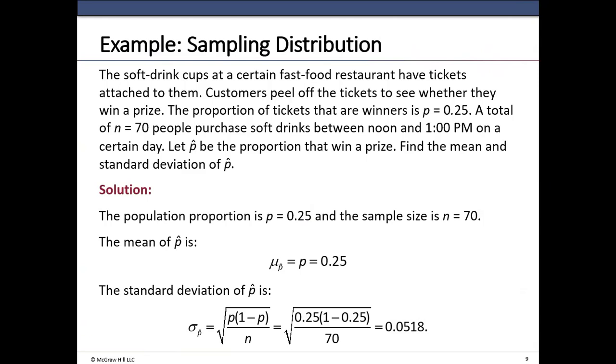Now, how do I get the square root? If I have a TI-84, I press the second button and then x square, which is in the first left column, halfway down. Second x square gives me the square root. Inside the square root, 0.25, left parenthesis, 1 minus 0.25, because p, the population proportion, is 0.25, then the whole numerator is divided by 70, all happening inside the square root. And then you hit enter. And the answer is 0.0518. That is the standard deviation of p hat.